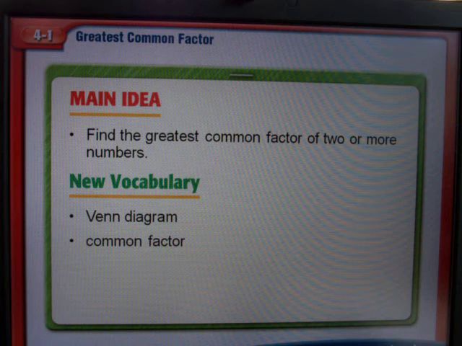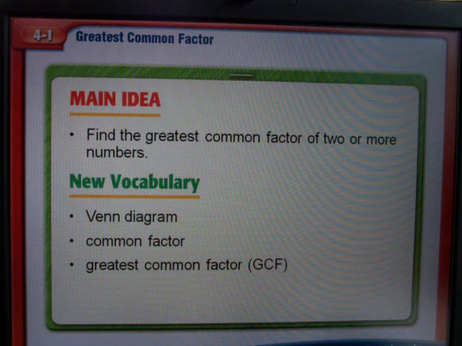So common factors are any number that is divisible into a number. Like a common factor of any even number is going to be 2. It's just numbers that are easily divisible. Obviously, 1 is a common factor of all numbers.